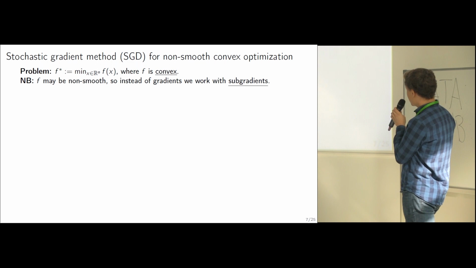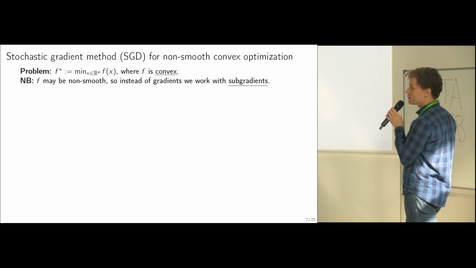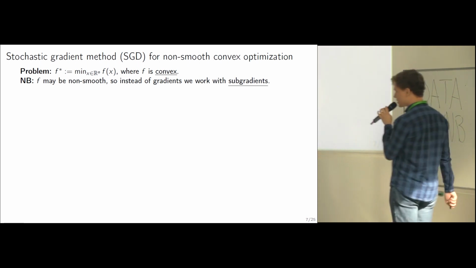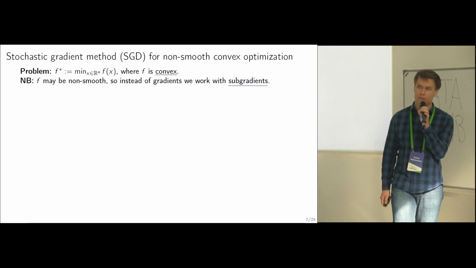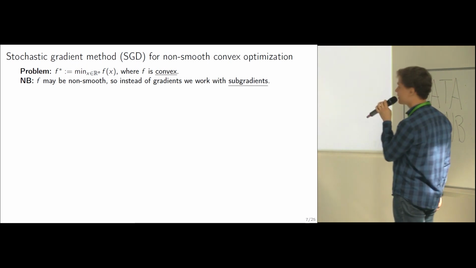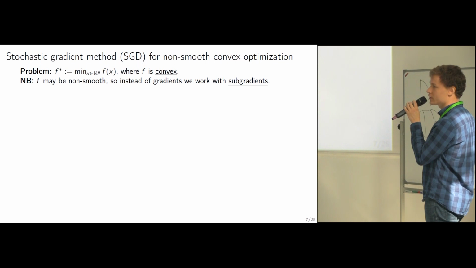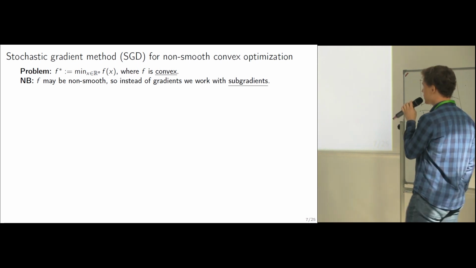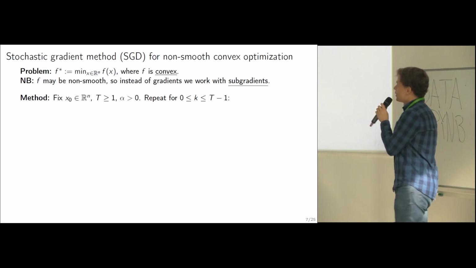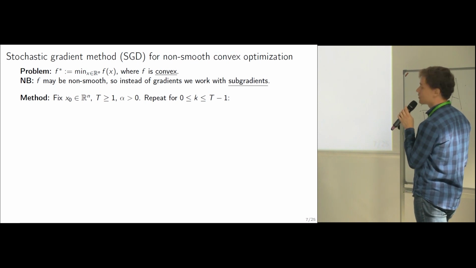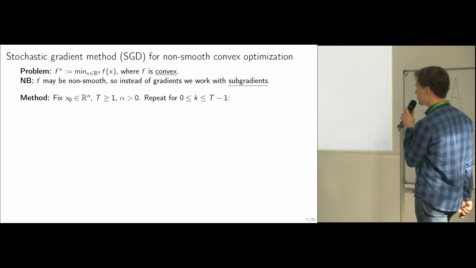So again, when we are talking about convex functions, and we do not assume that they are differentiable, we usually have some substitute for ordinary gradients, which are called subgradients. Actually, this is not very important for this talk. So if you do not know what a subgradient is, do not worry. Think about this as a generalized derivative for convex functions, which coincides with the usual gradient when the function is differentiable. So the main method for solving a stochastic optimization problem is called the stochastic gradient method, usually abbreviated as SGD, and it works like this.